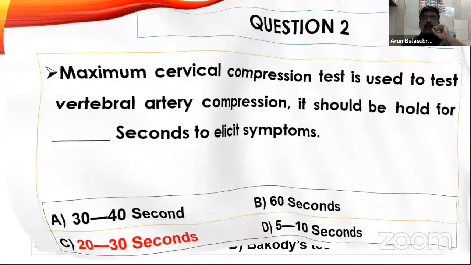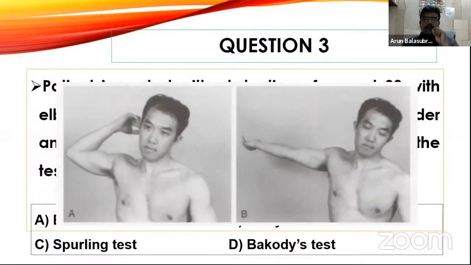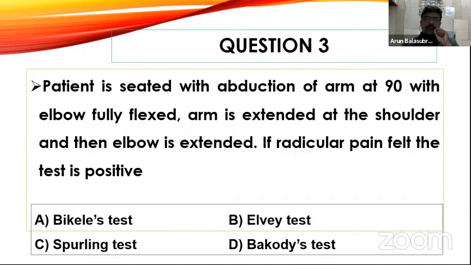Next question is question number 3. A patient is seated with arm abduction at 90 degrees, elbow fully flexed, arm extended at the shoulder, and then the elbow is extended. If the radicular pain is felt, this test is positive. So what is the name of the test? I will show the picture also. So make the patient sit erect and ask the patient to bend the shoulder and the elbow, and then do the extension of the elbow with slight extension of the shoulder. So if the patient feels pain, then this test is positive.